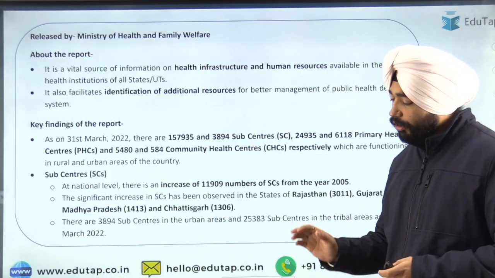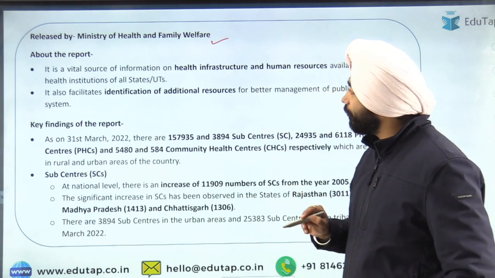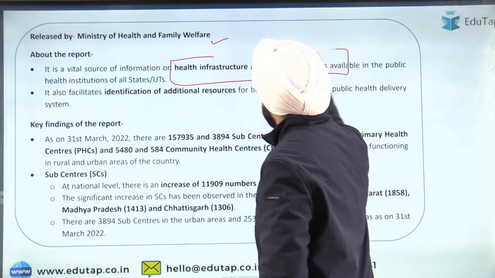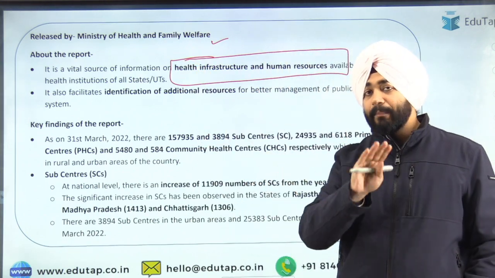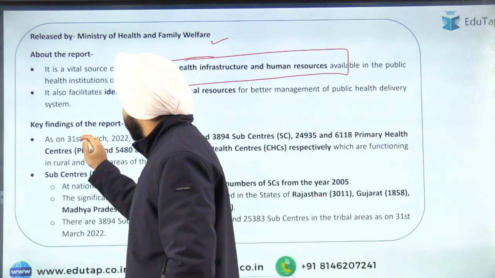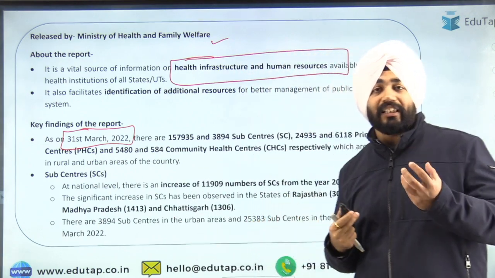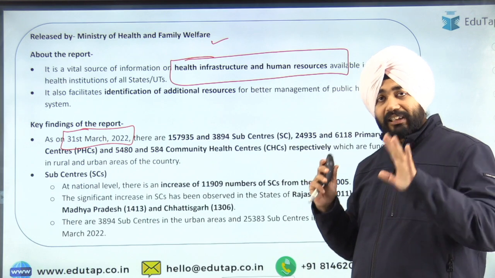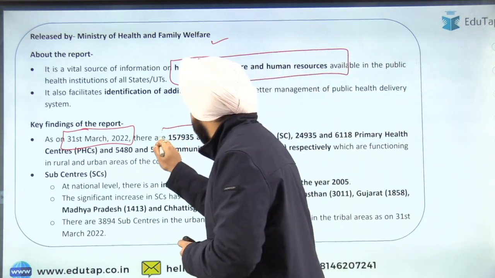So what I said earlier, it is a report that has been released by the Ministry of Health and Family Welfare. Basically, it will be giving us information on health infrastructure and human resources data available under the health system in India. Now, the important thing when I talk about this finding here is that the baseline for this year's report finding is 31st of March 2022. This is one thing that we need to remember. So, this is the data that we need to remember, guys.